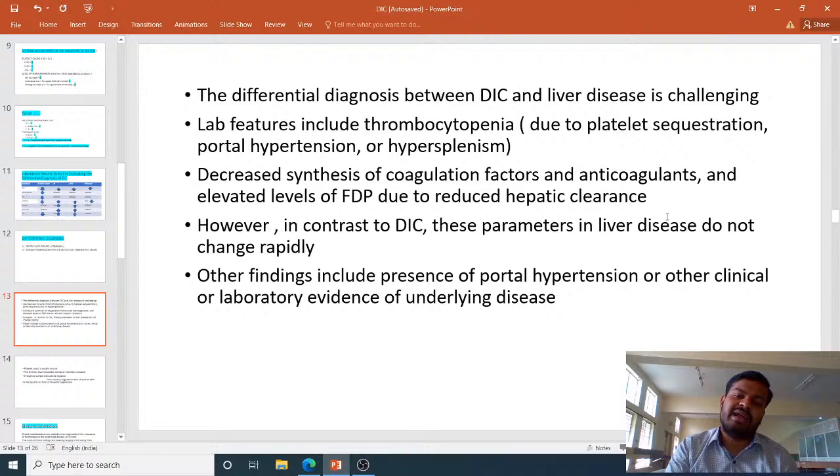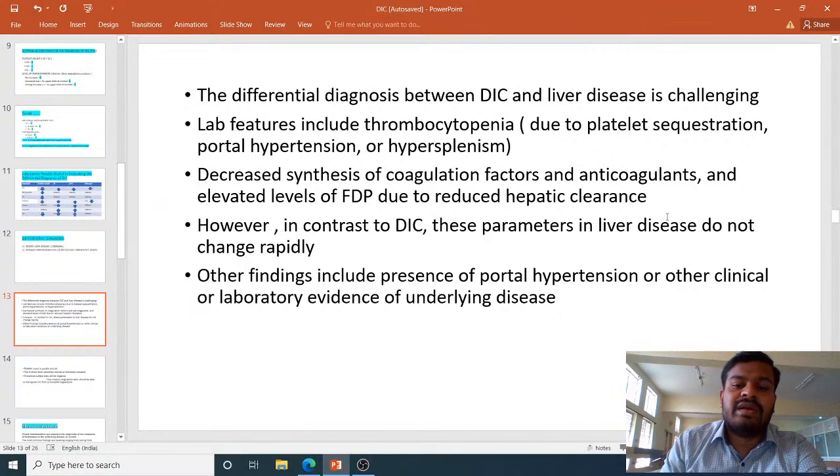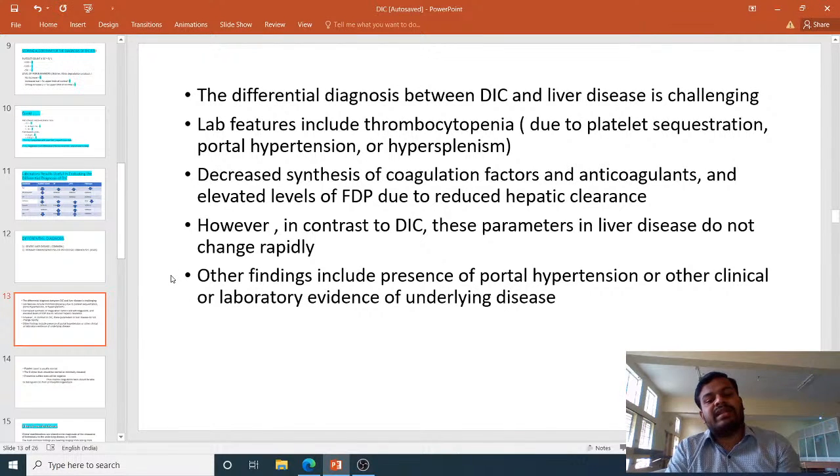In liver failure, the liver is one of the sites where the coagulation factors are synthesized. So definitely there will be a decreased synthesis of coagulation factors and anticoagulants, and there will be an elevated level of fibrin degradation products due to reduced hepatic clearance. However, in contrast to DIC, the parameters in liver disease do not change rapidly, and other findings include the presence of portal hypertension or other clinical or laboratory evidence of underlying disease.